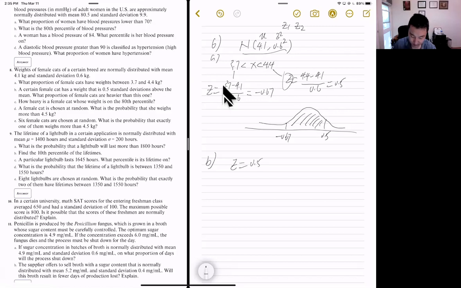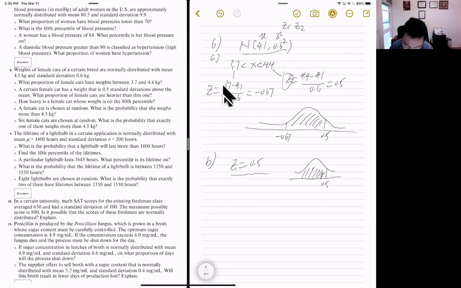So 0.5 standard deviation above the mean, so the z-score is positive 0.5. Then we use table 8.2 for 0.5. And don't forget, table 8.2 tells us the left-hand tail.